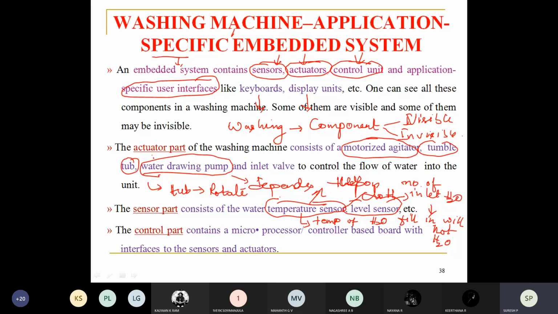So the control part, what does it contain? The control part contains the microprocessor or controller based board. It is going to control, and it contains the microprocessor or controller based board.